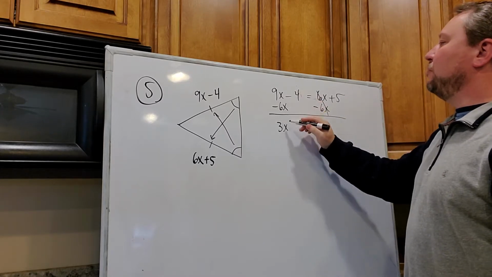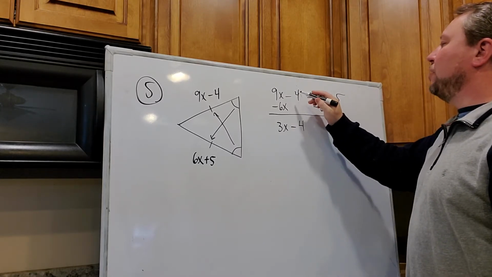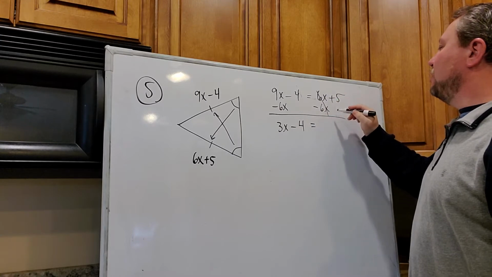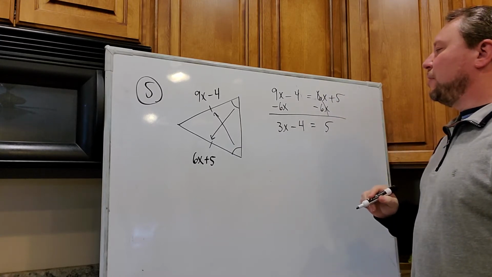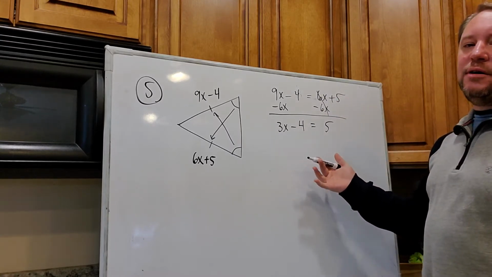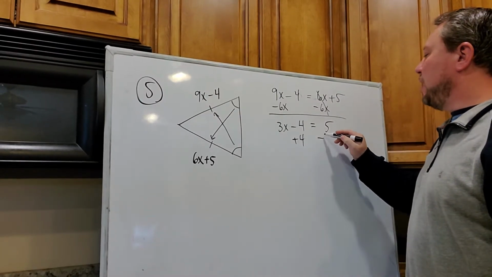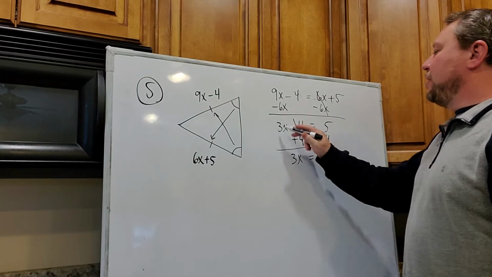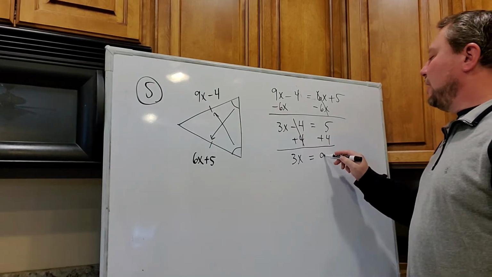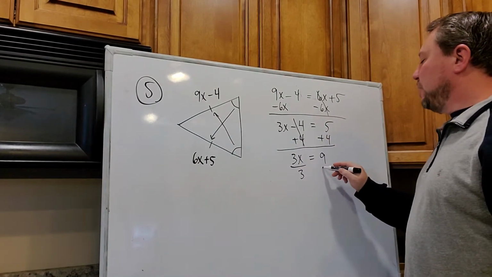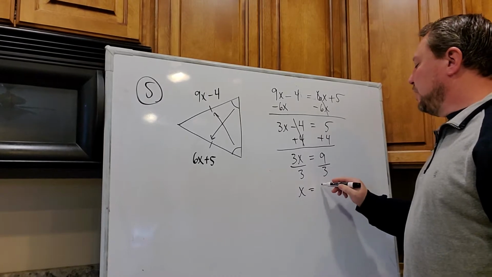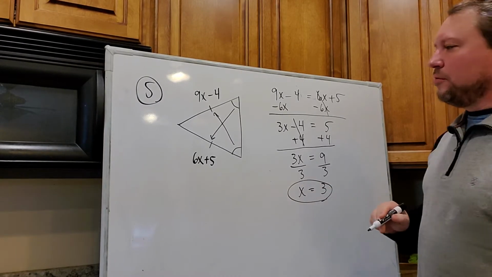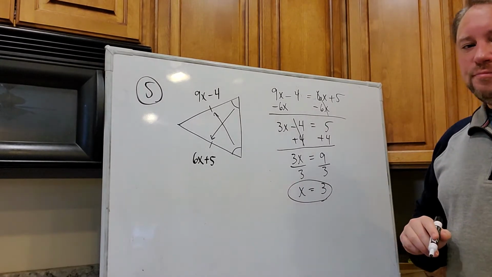So now I'm left with 3x, and I bring the rest of this down. Minus 4 equals 5. Okay, I want to add and subtract as long as I can, so at this point I'm going to add a 4 to both sides, so that now the 3x is by itself, and now I have 9 here, and divide by 3. So we find that x is 3 on that problem.